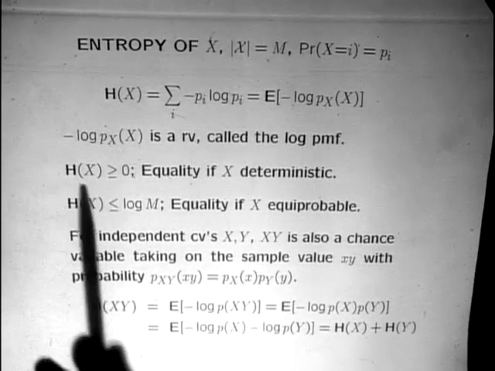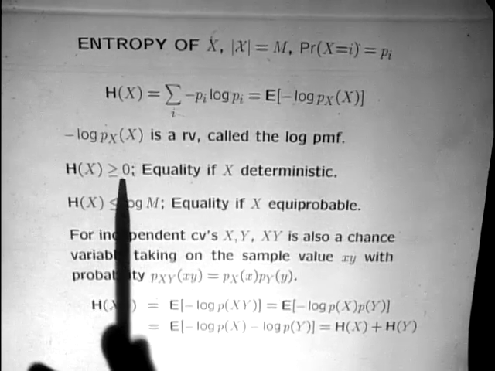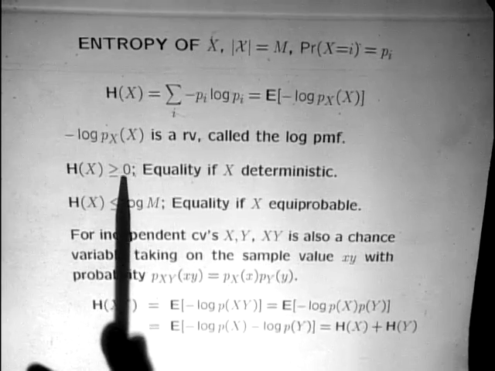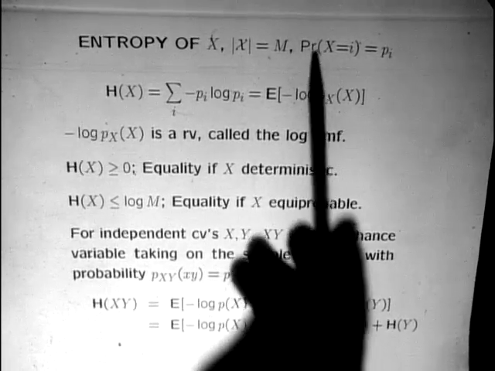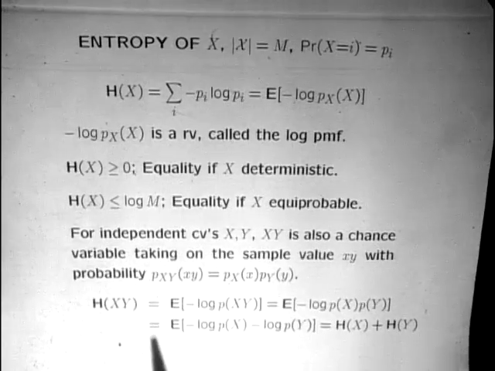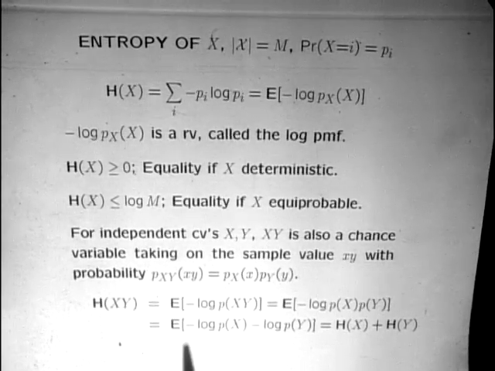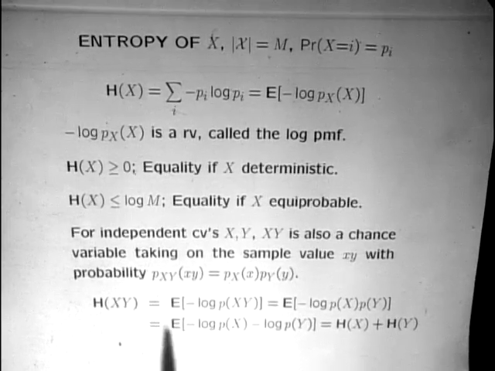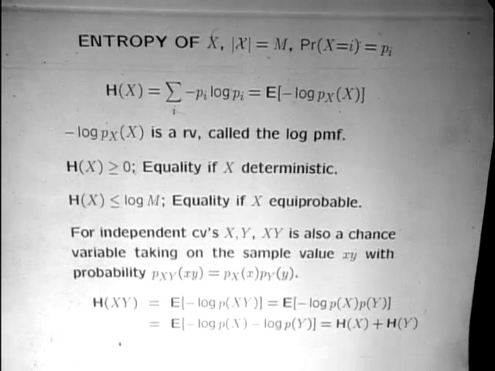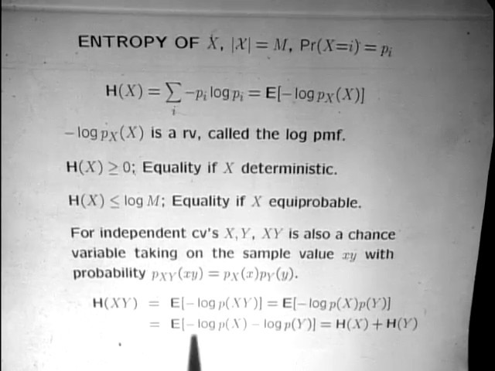One of the properties of entropy is it has to be greater than or equal to 0. Why is it greater than or equal to 0? Well, because these probabilities here have to be less than or equal to 1. And the logarithm of something less than or equal to 1 is negative, and therefore minus the logarithm has to be greater than or equal to 0.